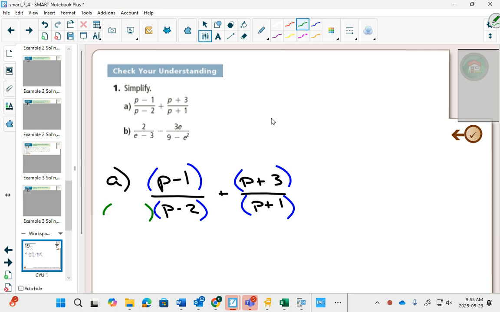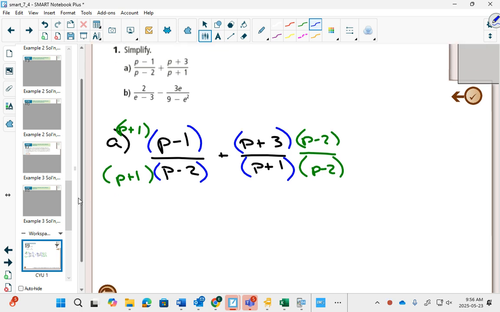So we're going to add the factor of p plus 1 here, but if we do that on the bottom, we have to do that on the top. And here we're going to add p minus 2 and p minus 2. And that will give us a common denominator of p plus 1, p minus 2. And I would leave it factored. But in our numerator, we're going to need to combine like terms.